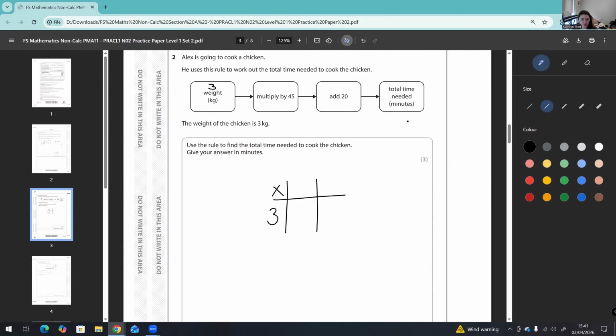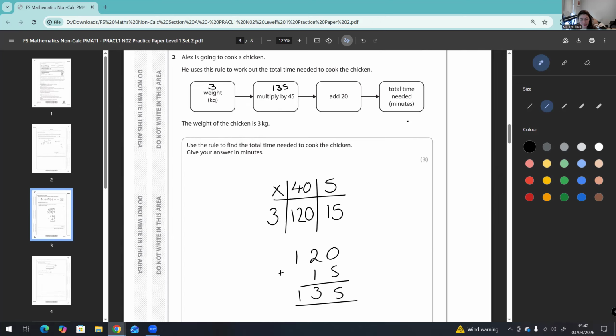Grid method. So 45 splits into 40 and 5. 3 times 4 is 12. Add a 0. 3 times 5 is 15. You can add them together. 120 added to 15 is going to give us 135.